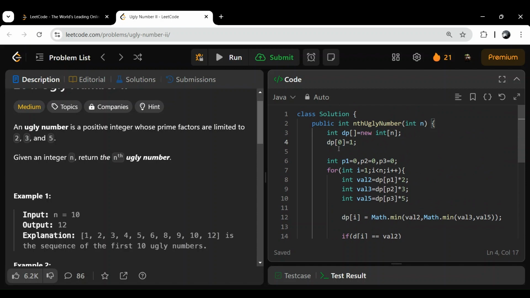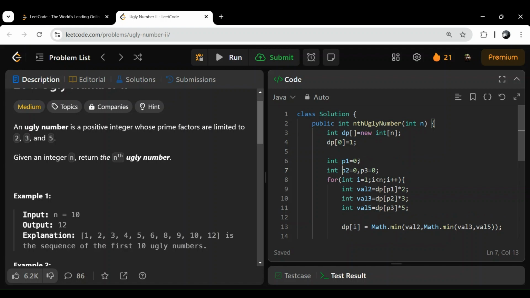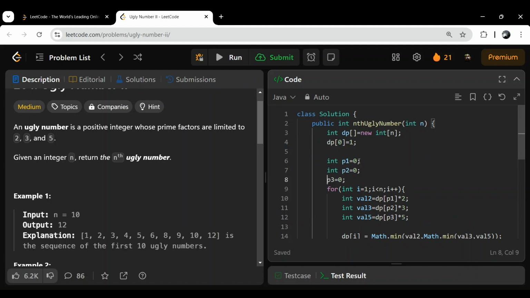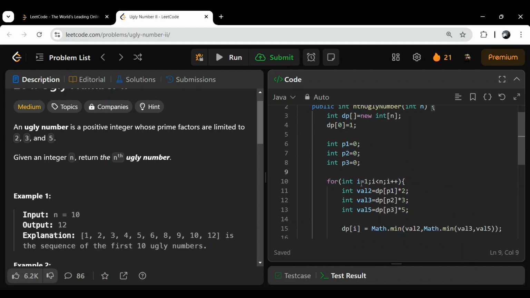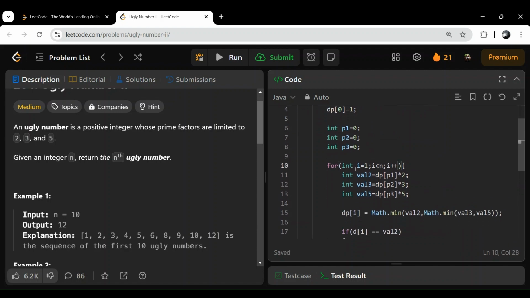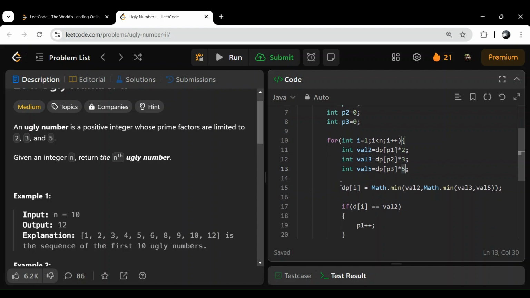So what we did, we have taken one array dp with size n, then dp of 0 is 1 initially. Now we want three pointers, p1, p2 and p3. Then from i equal to 1, i less than n, i plus plus, we take value 2, value 3 and value 5. That means we'll multiply with 2, 3 and 5. The second number will be the minimum of all, so the minimum of val2, val3 and val5.